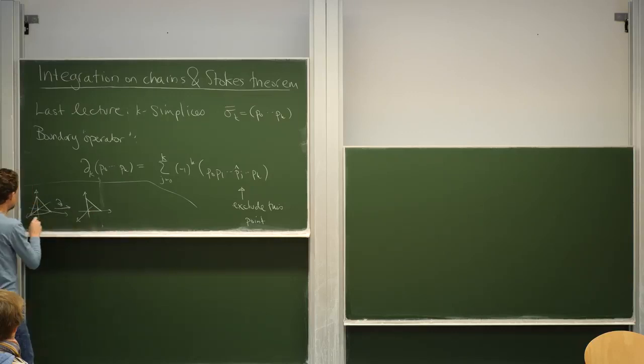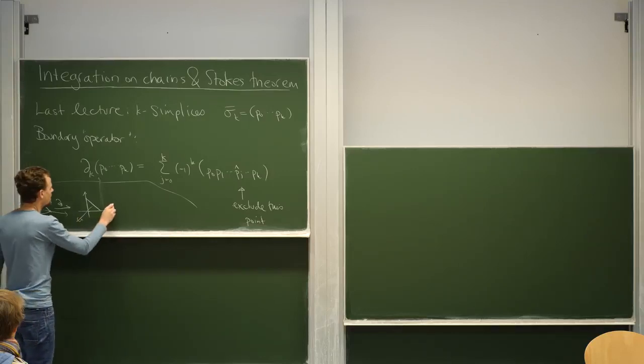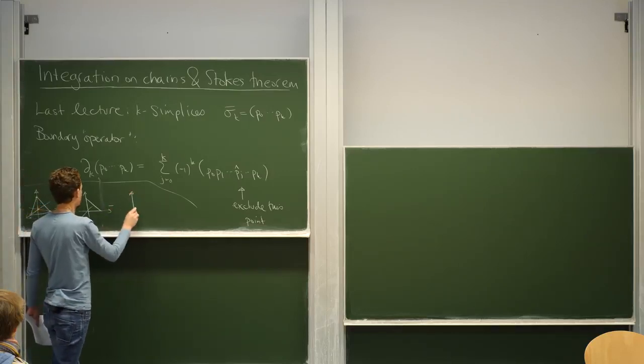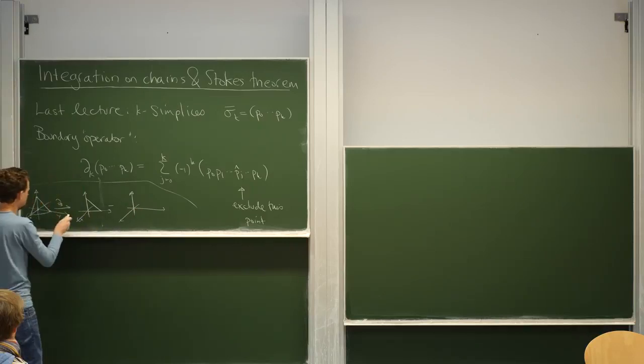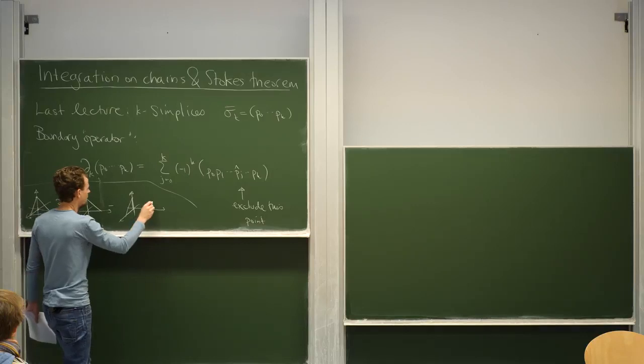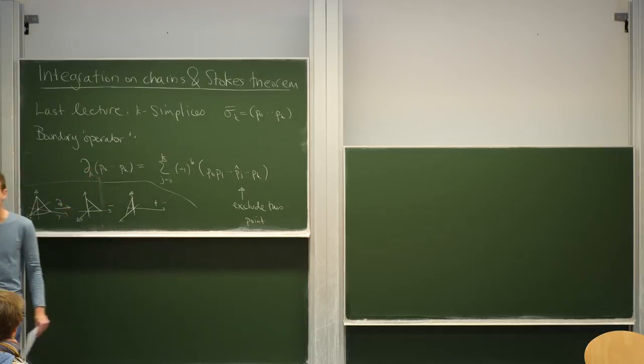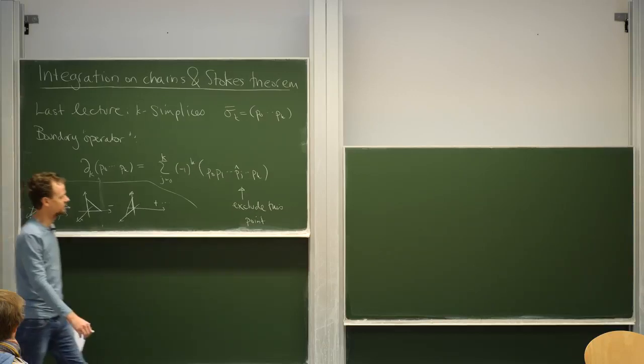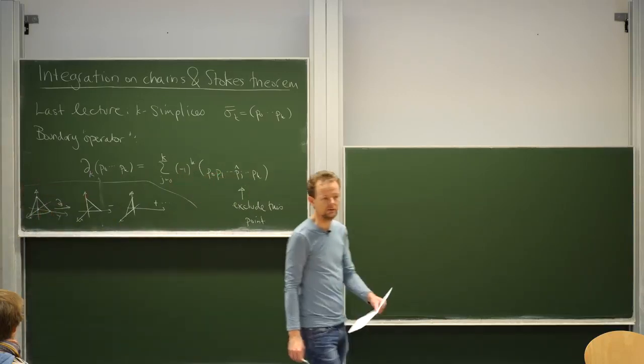If we make this the x-axis here, minus, so this is the y-axis here, so we're going to drop that point, so we get this triangle here, plus blah, blah, blah, 2 other terms. So that's what the boundary operator does.